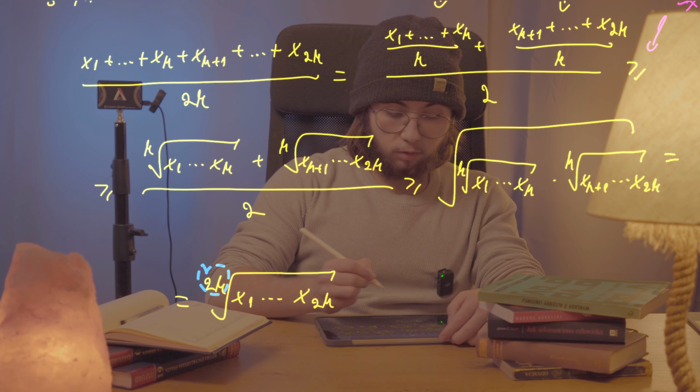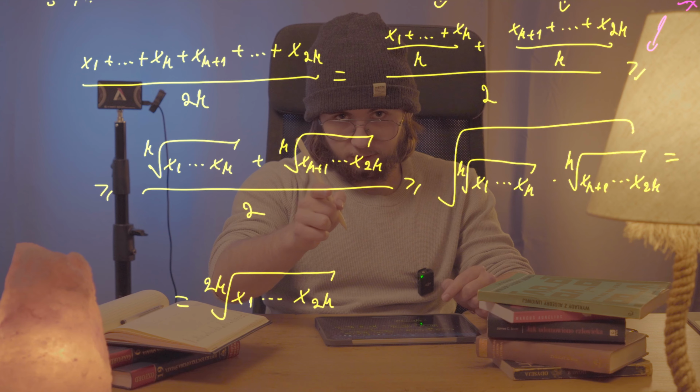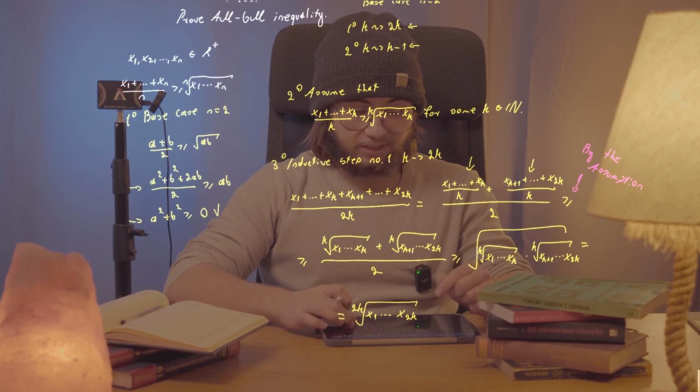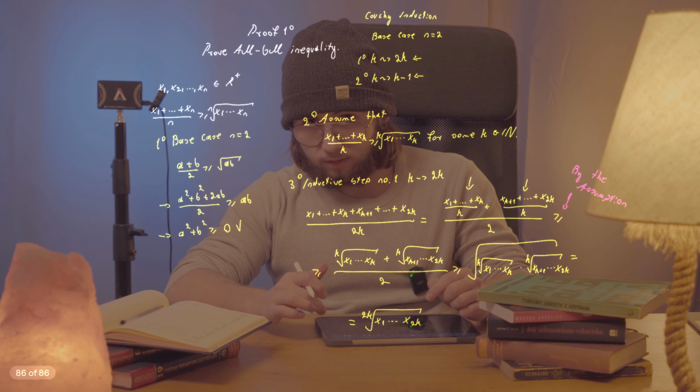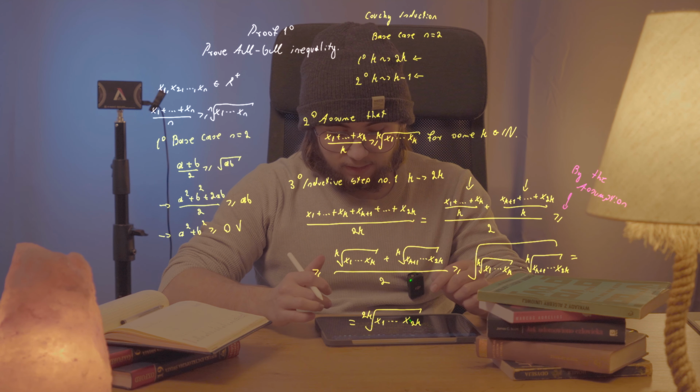And so this is exactly what we wanted to prove for the first inductive step. So we see that the statement holding for k does imply the statement holding for 2k. However, what about the second inductive step?